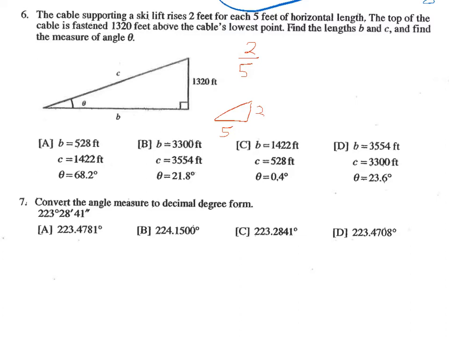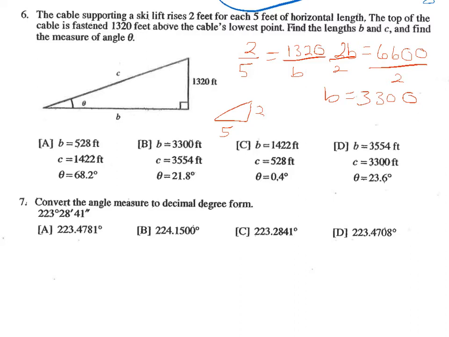So since we know the ratio of rise over run is 2/5, we can set up a proportion. So 2/5 equals 1,320 over B, since we're looking for the run. So 2B would equal 5 times 1,320, which is 6,600. So there we go, 6,600 divided by 2. We would get that B was 3,300.